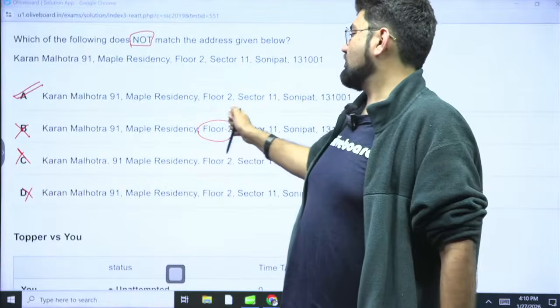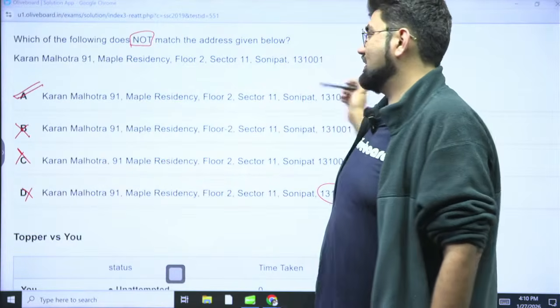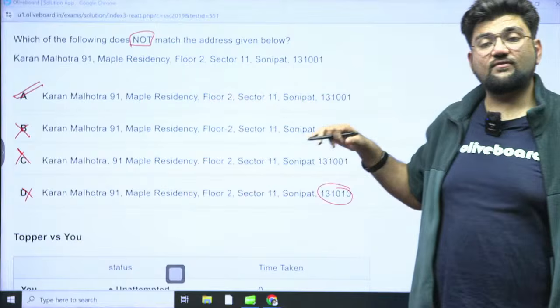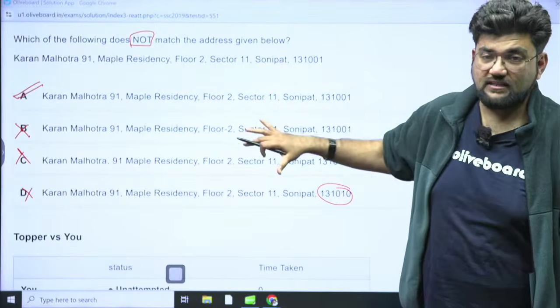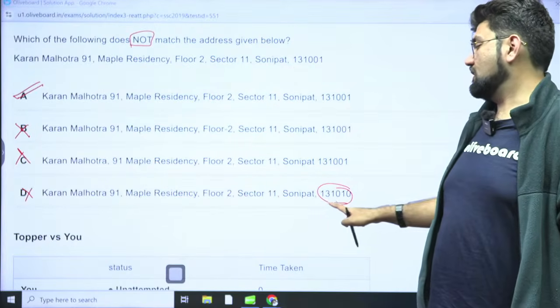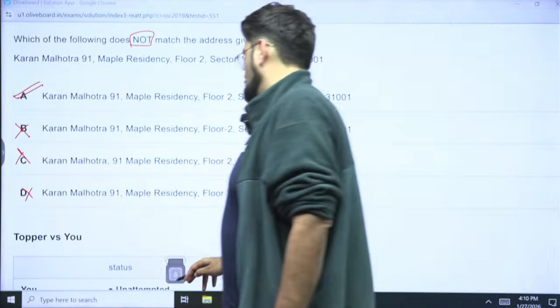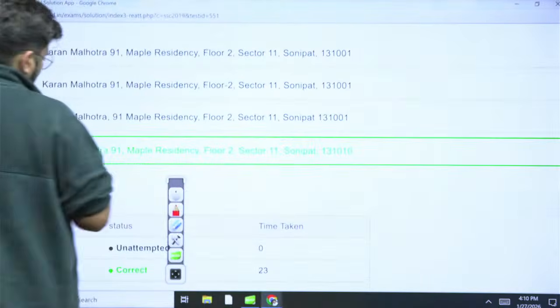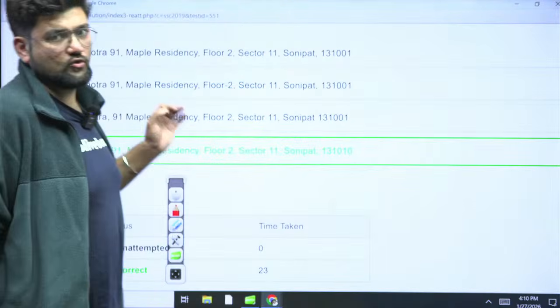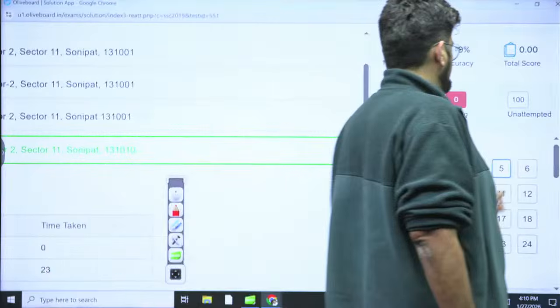So a difference of hyphen and comma is not going to make an issue in terms of address matching; it is not very sensitive at this stage. Which one is not matching completely? This one, because of the pin code, so mismatch. So option D is the correct answer. Got it? 23 seconds. Good observation. Next.